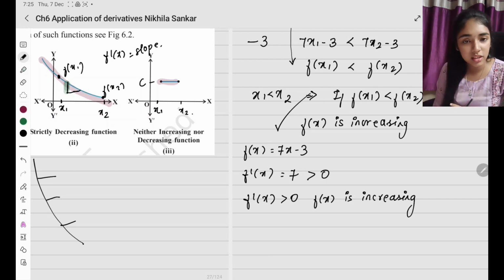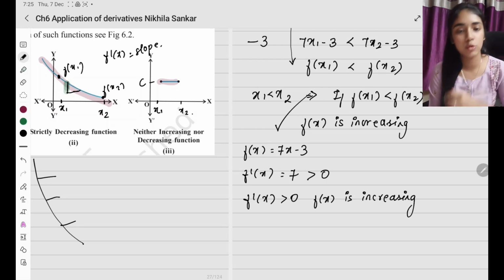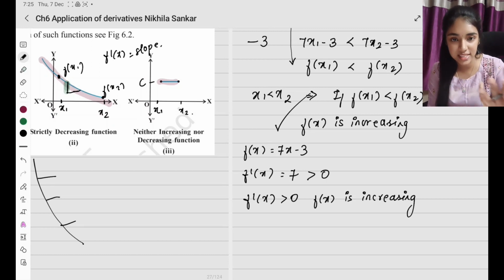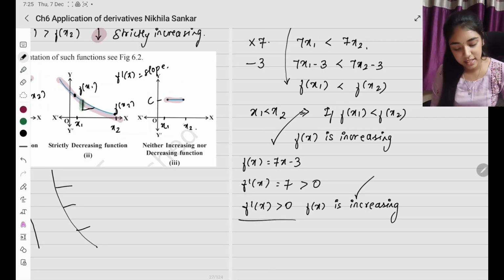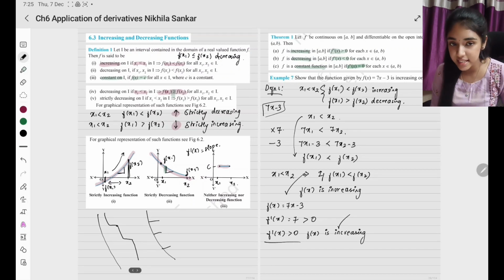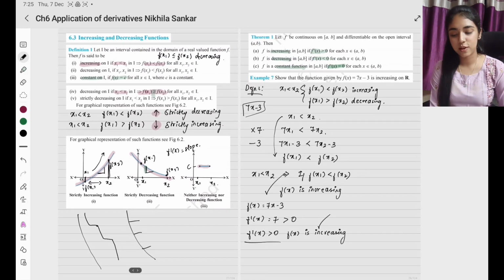The first method we'll use only when you have to find the value of a, அப்படினு கொடுத்திருப்பான். Find the value of x அப்படிலாம் கொடுத்திருந்தானா, you can use the first method. Otherwise, to check if it is increasing or decreasing, you can simply find the derivative and check. In this case, it is greater than 0, so it is increasing. If it's less than 0, it is decreasing. Okay? Please copy.